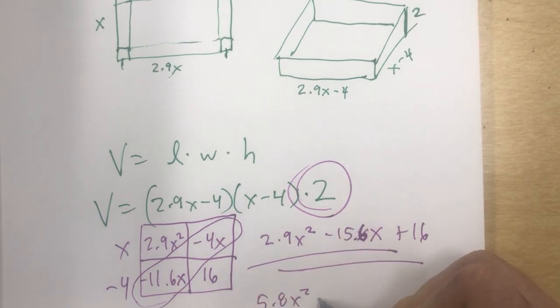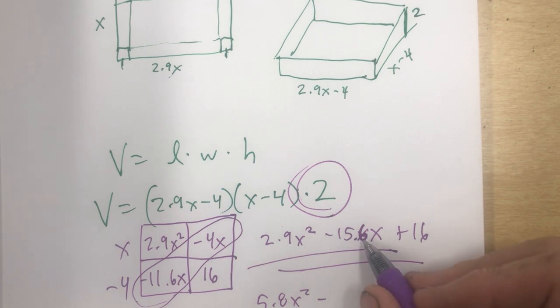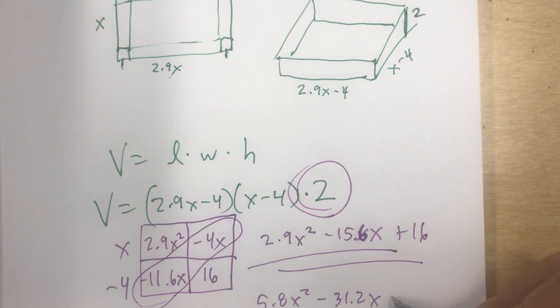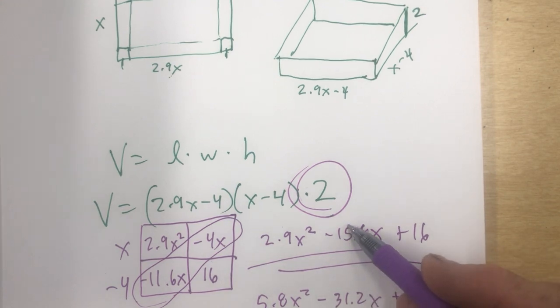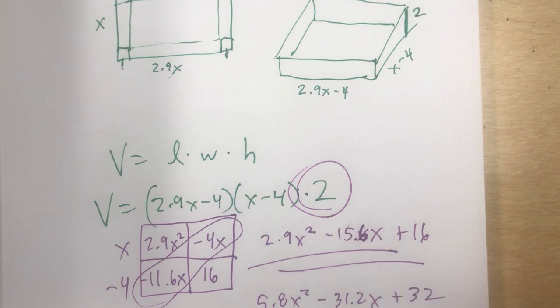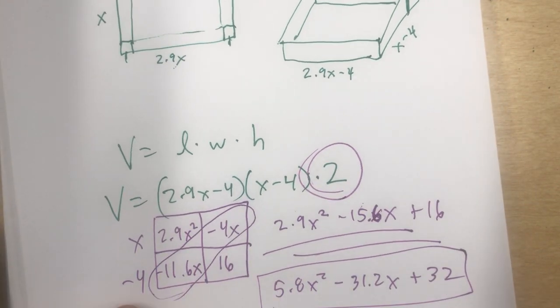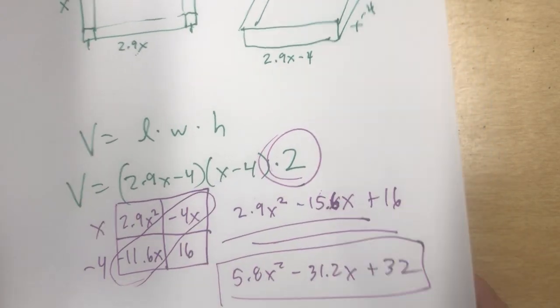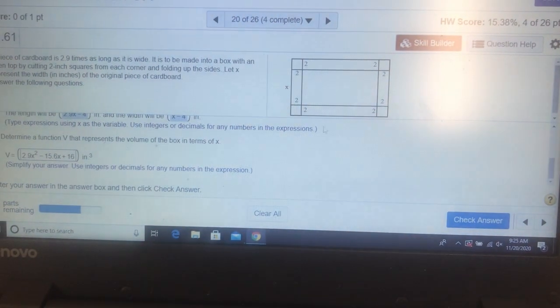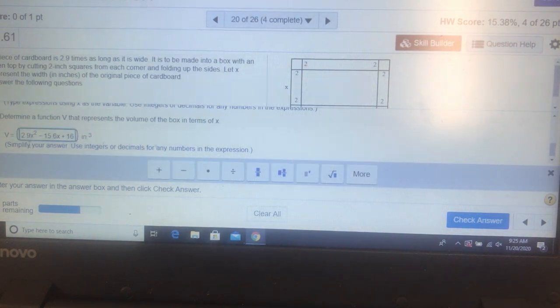5.8x squared minus, what would it be here? 2 times 12 is... 31.2x plus 32. I think 2 times 1 is 31. There you go. I think that's it right there. That's my volume. Forgot to do the dang thing. So, see, man, everybody makes mistakes, don't they? Good thing we can do this 3 times.